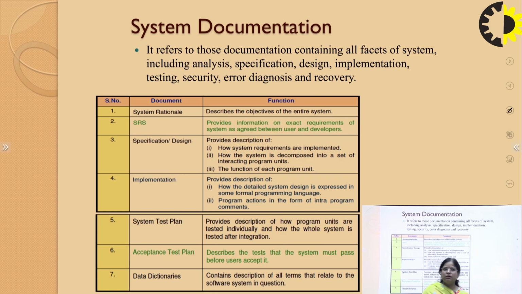After user documentation, we will move to the next documentation, that is system documentation. System documentation refers to the documentation containing all the facets of the system, including analysis, specification, design, implementation, testing, security, error diagnosis and recovery. This system documentation contains these types of documents, like system rationale, which describes the objective of the entire system.